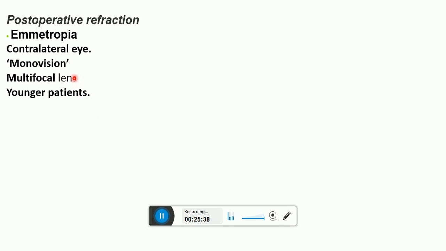Another postoperative refraction point is monovision. It is a concept in which the usually non-dominant eye is left with between 1 and 2 diopters of myopia to allow unaided vision for reading, whilst emmetropia is targeted in the dominant eye. This is attractive to some patients, generally those who have previously been using contact lenses or spectacles to achieve monovision.